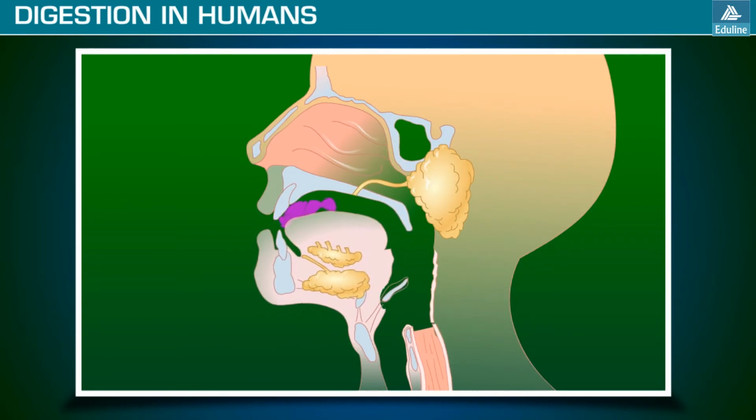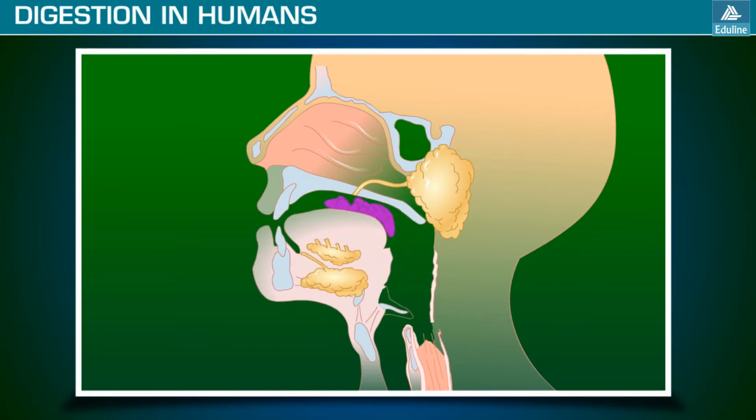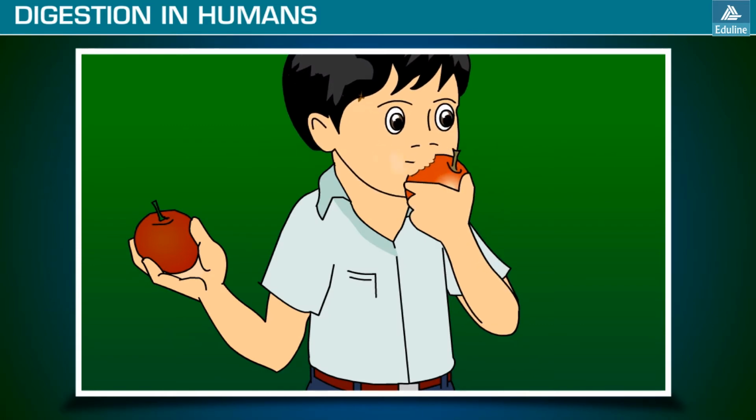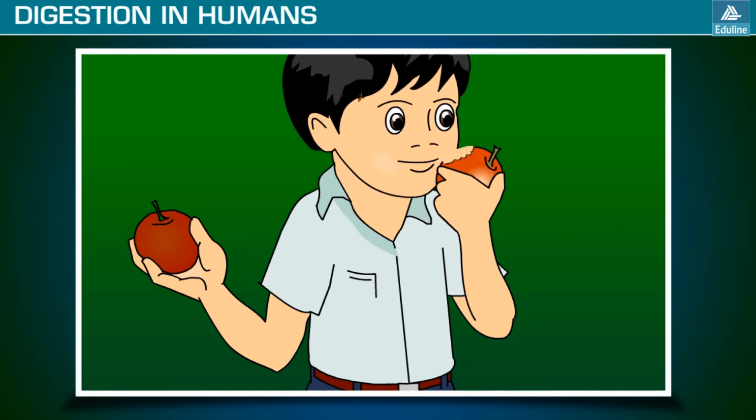The mouth contains tongue, teeth, and salivary glands. Teeth break the food into smaller particles. This process is called mastication. The chewed food is mixed with saliva. Saliva is a watery fluid secreted by the salivary glands. Saliva contains a type of enzyme called salivary amylase, which converts starch into sugar. Our teeth cut, tear, and grind the food before we swallow it.